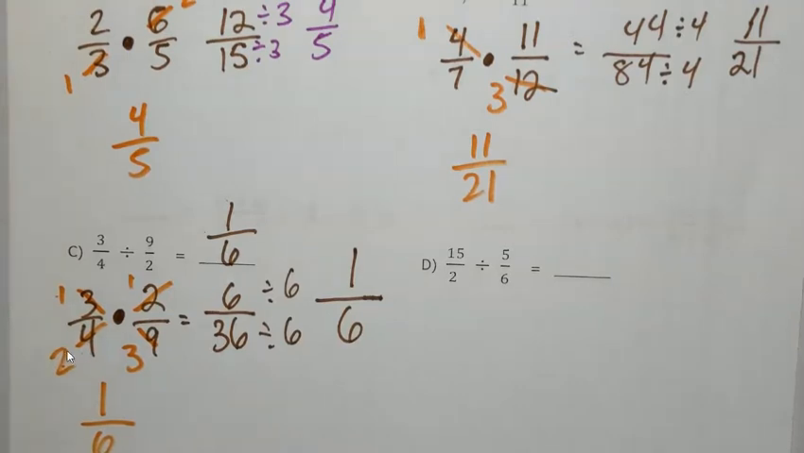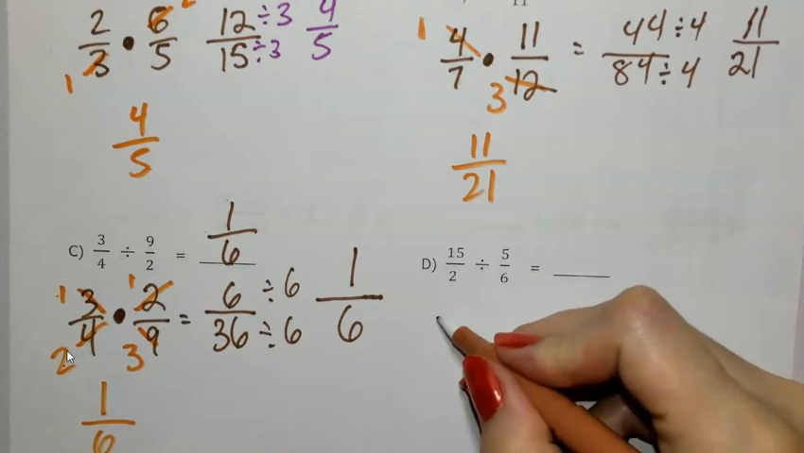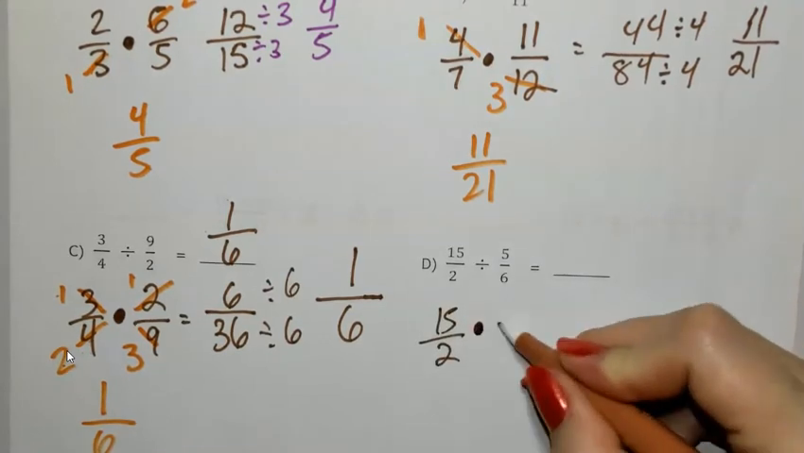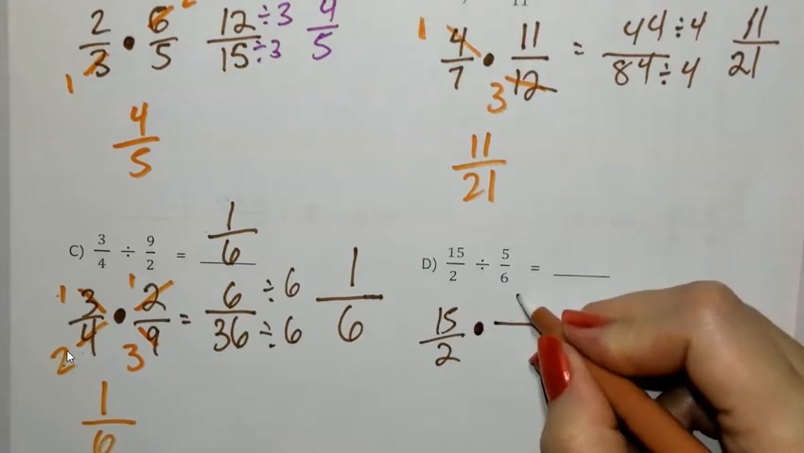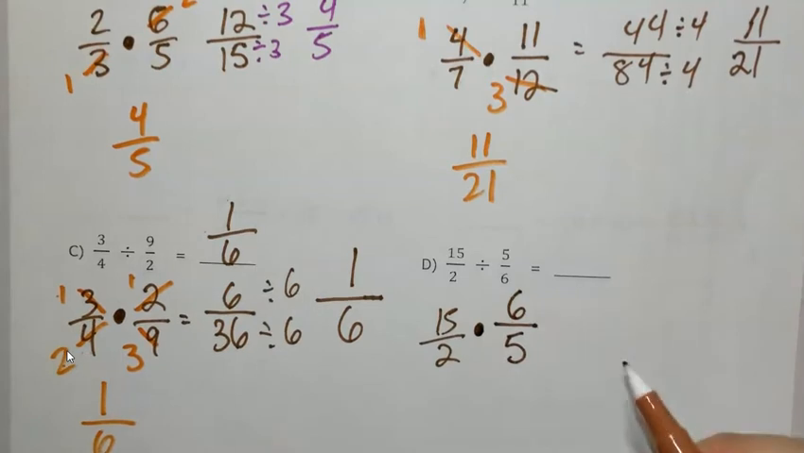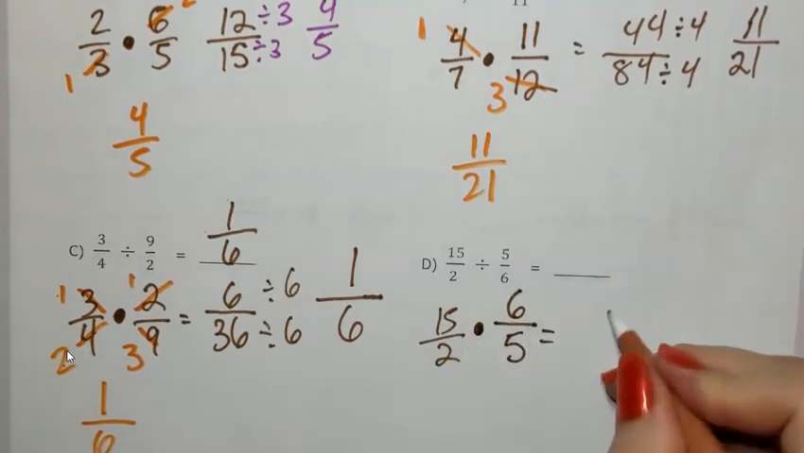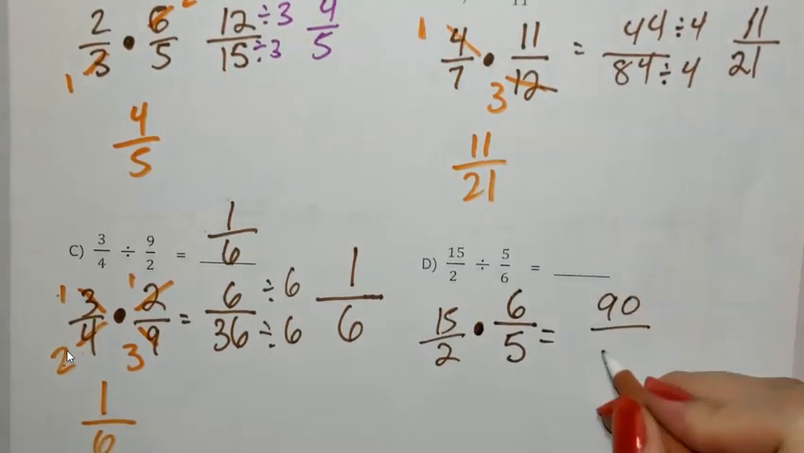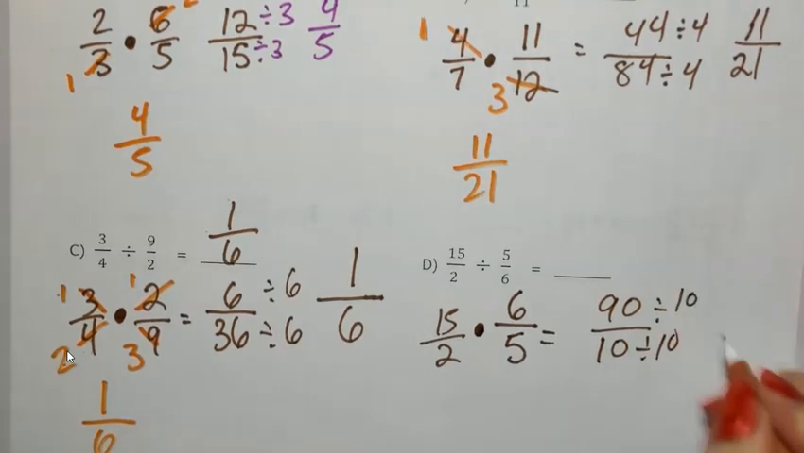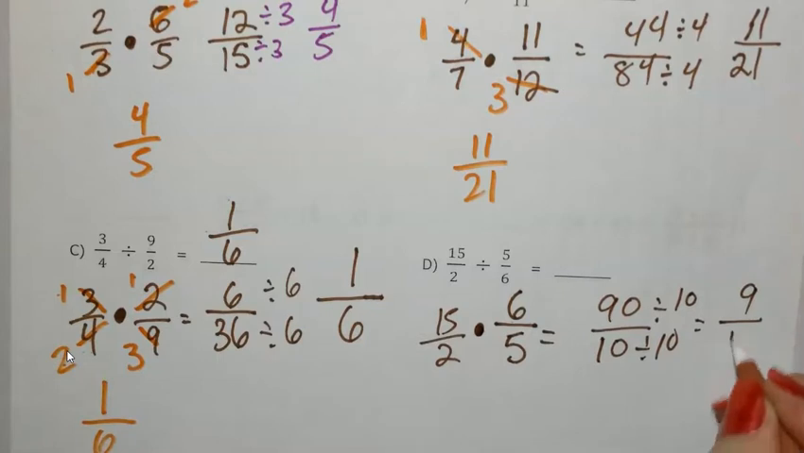All right, let's do example D. We have 15/2. Change the division to multiplication, and then flip the second fraction to get the reciprocal, 6/5. 15 times 6, 90, and then 2 times 5, 10. Yeah, we could divide these by 10. So that's 9 over 1.